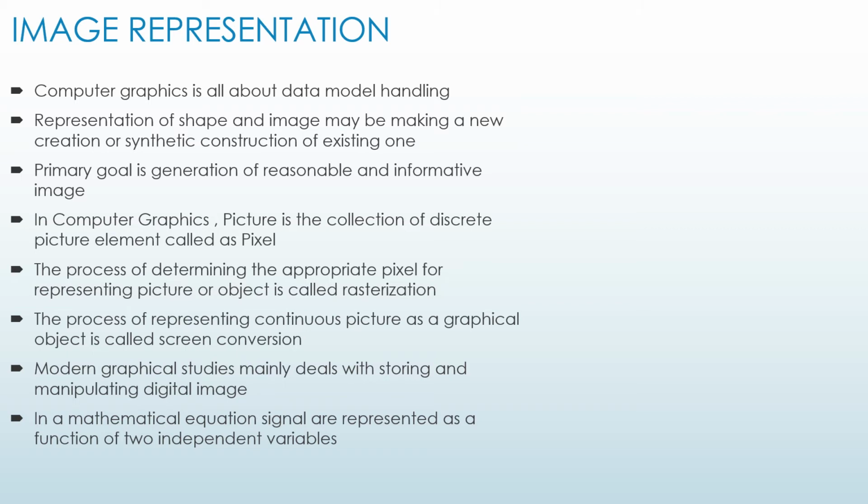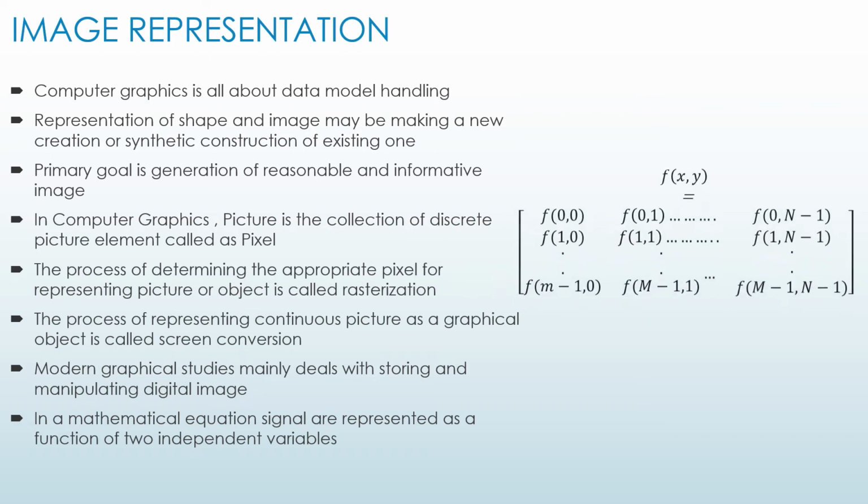In a mathematical equation, the signal is represented as a function of two independent values, x and y. Take a graph and divide it into four parts. Positive things are called x, negative things become x bar. Positive things here become y, negative things become y bar. Horizontal things come under the x coordinate, vertical things under the y coordinate.